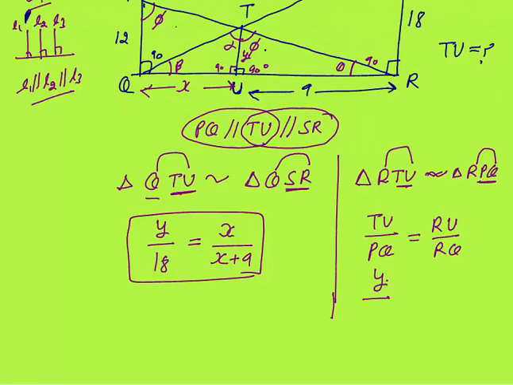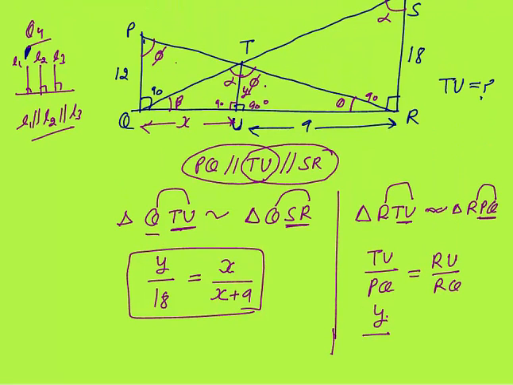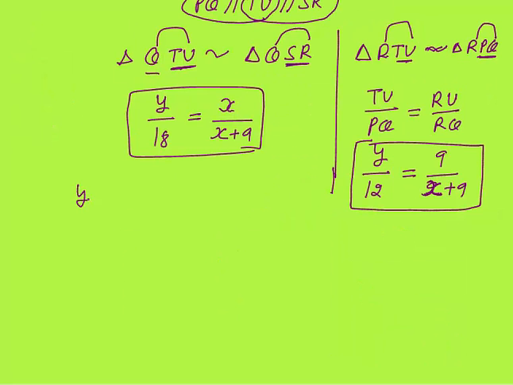TU is equal to Y, and PQ is 12. What is RU? This is 9. What is RQ? This is x plus 9. Now compare the value of y. From this side, y is equal to 18x over x plus 9. From the other side, y is equal to 108 over x plus 9.